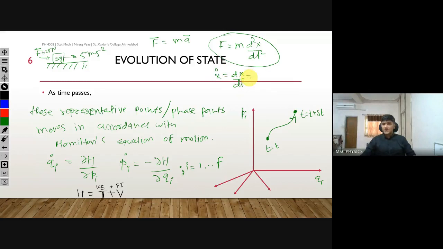since x dot is dx by dt, we know it as a velocity, but since q is a generalized coordinate, Qi dot is the generalized velocity, and Pi dot is the time derivative of generalized momentum. So these are the things. These are known as Hamilton's equations of motion, and they are going to be really helpful to us.